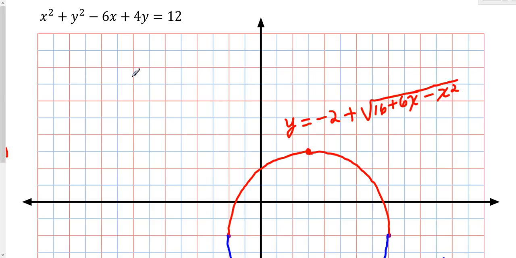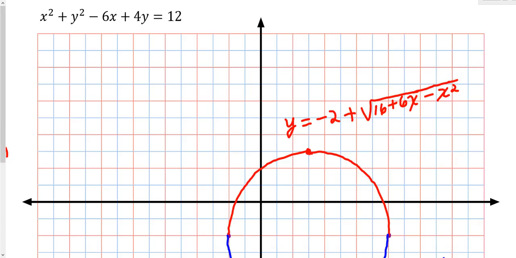Okay, so we can still find the derivative of this function. We just cannot find the derivative explicitly. We're going to have to use implicit differentiation because y is not an explicit function of x here.